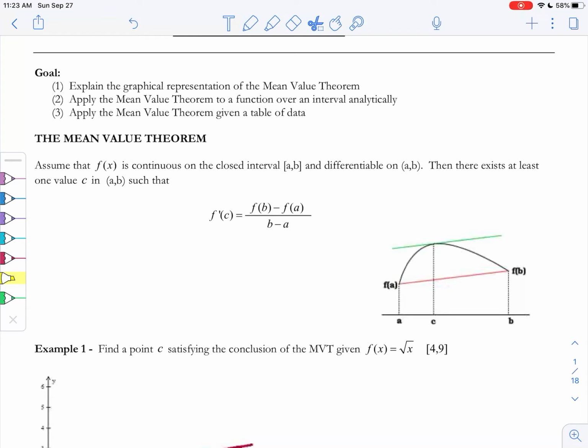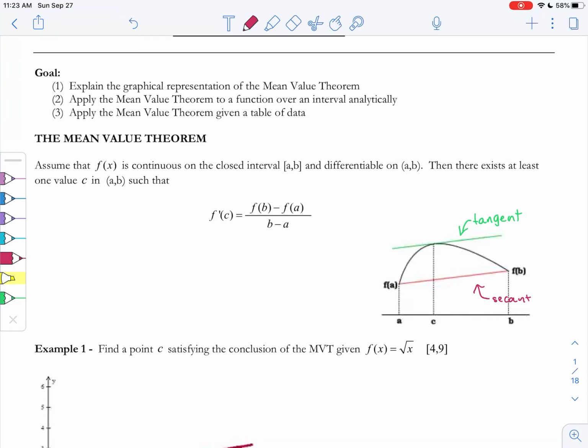According to the mean value theorem, the slope of the tangent line, which you see in green, of a function is equal to the slope of the secant line. And the secant line is a line that passes through any 2 points on the graph.